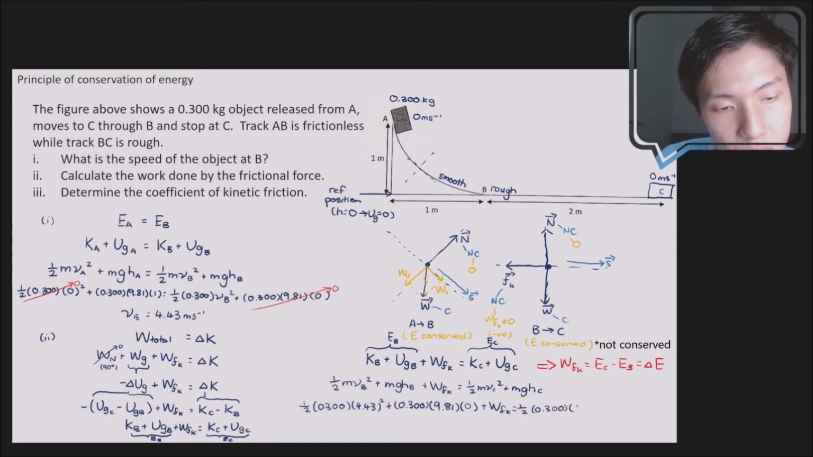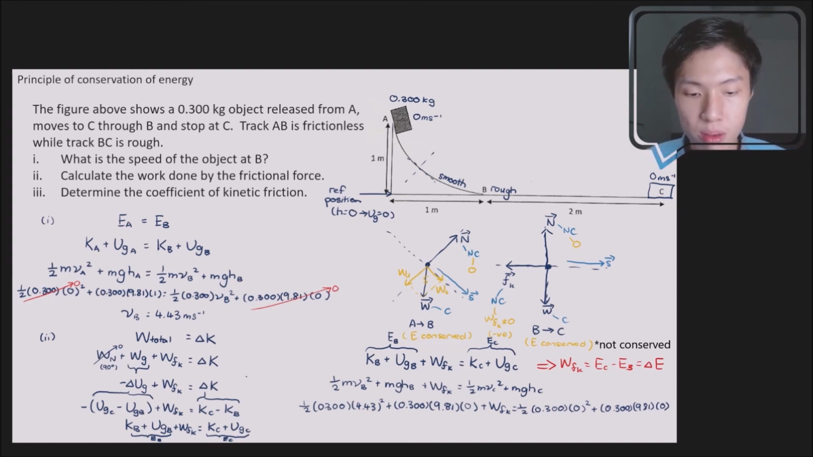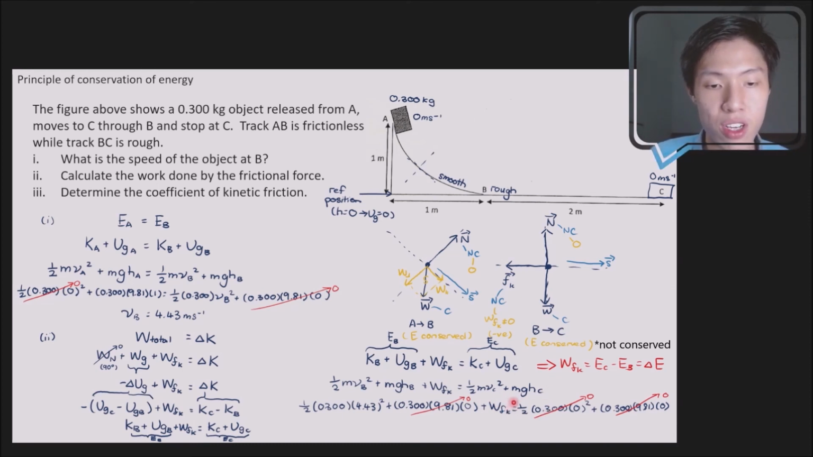v_C. The speed at point C will be 0 because it reached a stop at the end of the journey, plus m g h, 0.300, 9.81. The height will be 0 as well. Okay, so there are a lot of terms that will be equal to 0. Let's try to cancel it out first. This term here will become 0. This term here becomes 0. And this term here will become 0. So the only unknown left here is the work done by kinetic friction. So you can use your calculation to determine it.